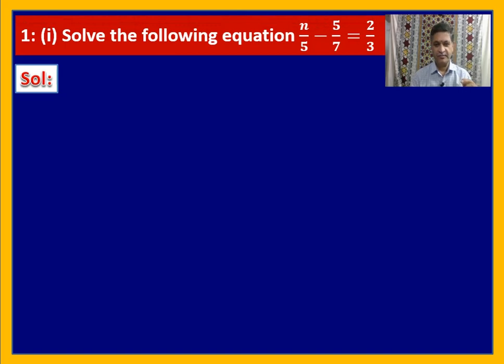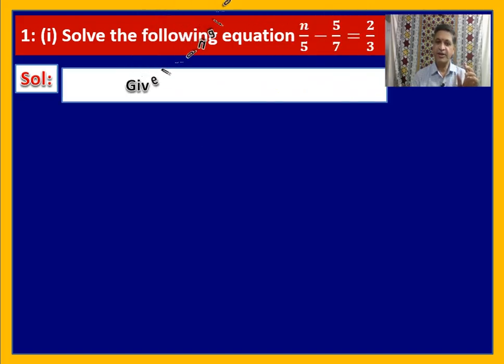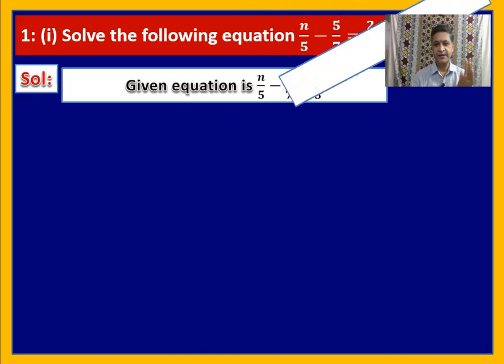Problem number 1. Roman 1. Solve the following equation. n by 5 minus 5 by 7 is equal to 2 by 3. This is the given equation. On the left side, variable and constant terms are there. On the right side, only a constant term is there.